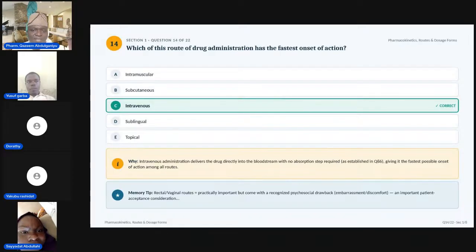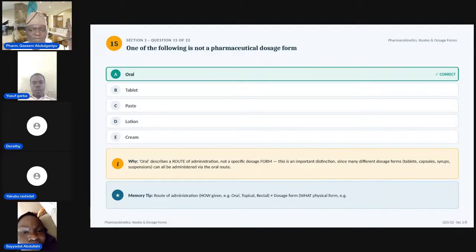So the next question. I remember I mentioned to you that I grouped the questions by their topics, right? So don't think that's how it came in your question. I was the one that regrouped it this way for you. So one of the following is not a pharmaceutical dosage form. Pharmaceutical dosage form. Remember, oral is a route of administration, but not a dosage form. I want you to take note of this.